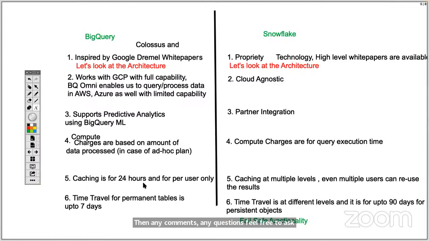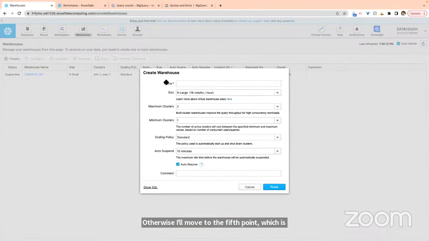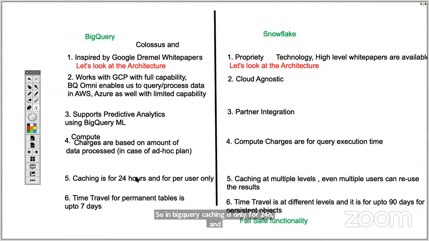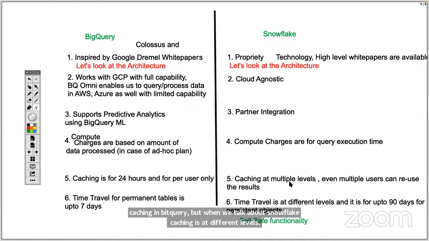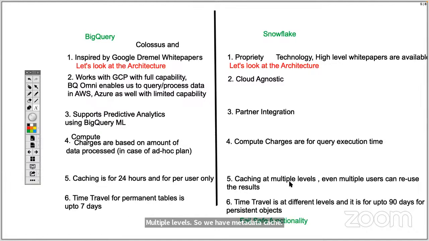So in BigQuery, caching is only for 24 hours. And for this caching, again, there is a caching page which you can visit and see the limitations of caching in BigQuery. But when we talk about Snowflake, caching is at different levels, multiple levels. So we have the metadata cache, and metadata-based queries will be retrieved from the metadata cache, and it is in the cloud services layer itself.